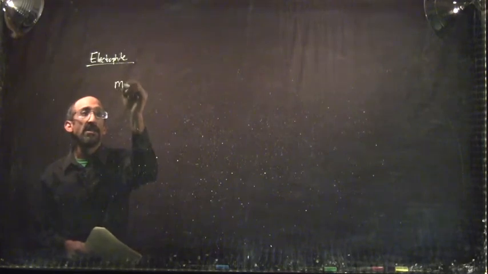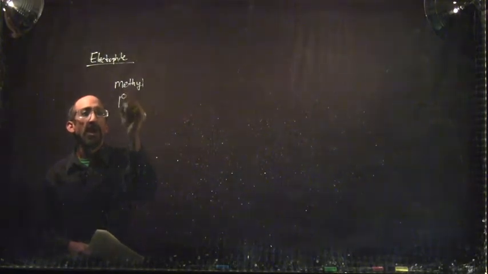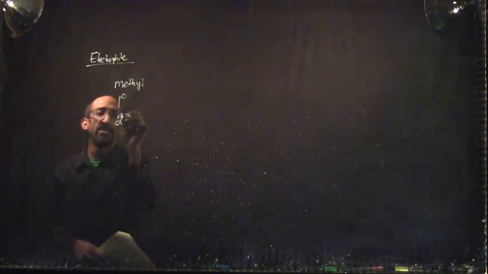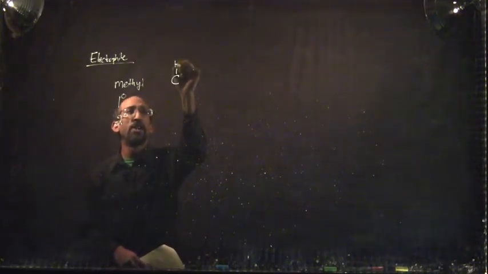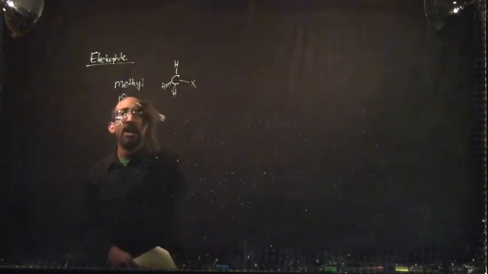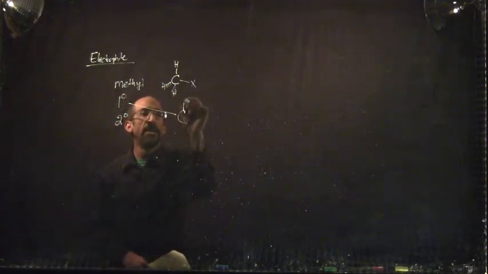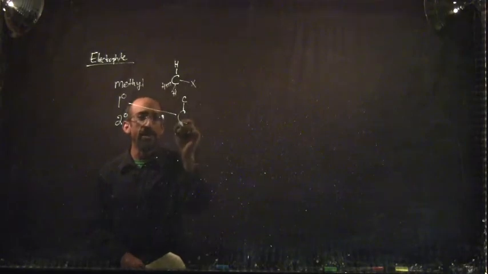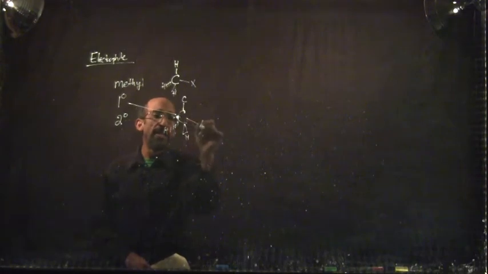Those would be methyl halides, primary halides, and secondary halides. So let's take a look at each one of those. For our methyl halide, we have a carbon with 3 hydrogens and a halogen. For our primary, we would have a carbon, and here now I'm going to put some other carbon group. I still have 2 hydrogens and a halogen.